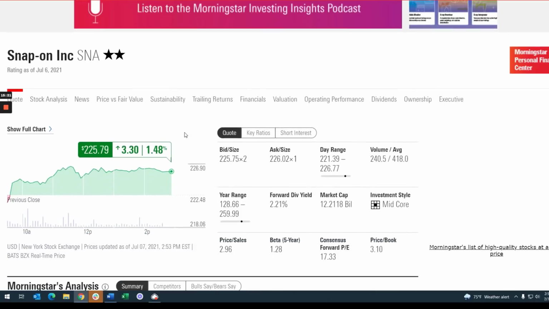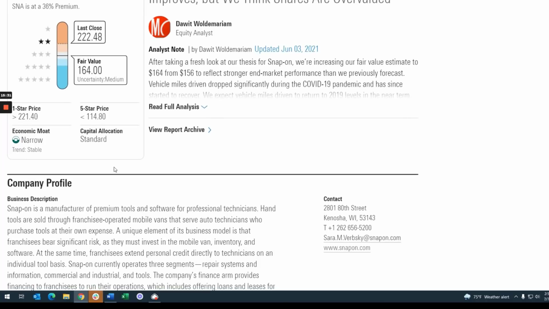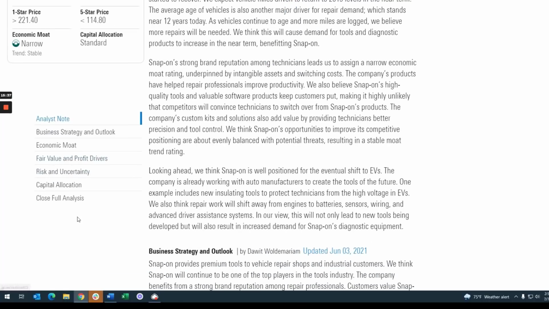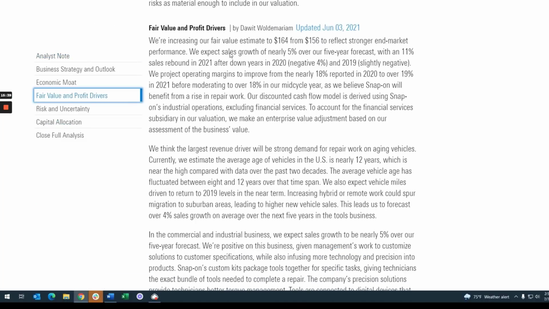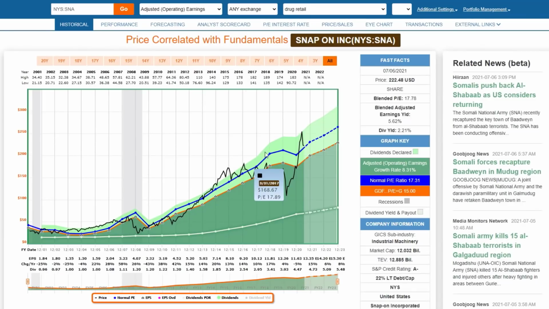I also subscribe to Morningstar. I would go in and do a Morningstar research report, and I would see what they give as their fair value, what the close is. And remember, fair value is not always exactly what I would think fair value is. Morningstar has their own way of doing that. But I can go in here and look at their fair value and evaluate it. They're increasing their fair value to 164 to reflect stronger end market performance. They expect sales growth of 5% over our 5-year forecast, with an 11% rebound in 2021 after down years in 2020, etc. So I can go through here and learn why they put the numbers that they put on the company.